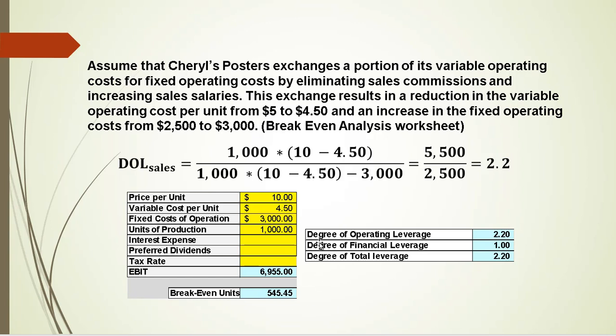And in this case, you could also see that it will calculate the degree of operating leverage. For this company now, the degree of operating leverage is 2.20. EBIT is $6,955. Now that's positive because they're selling 1,000 units. Since they're selling more than break even, they're going to show profitability for the company.